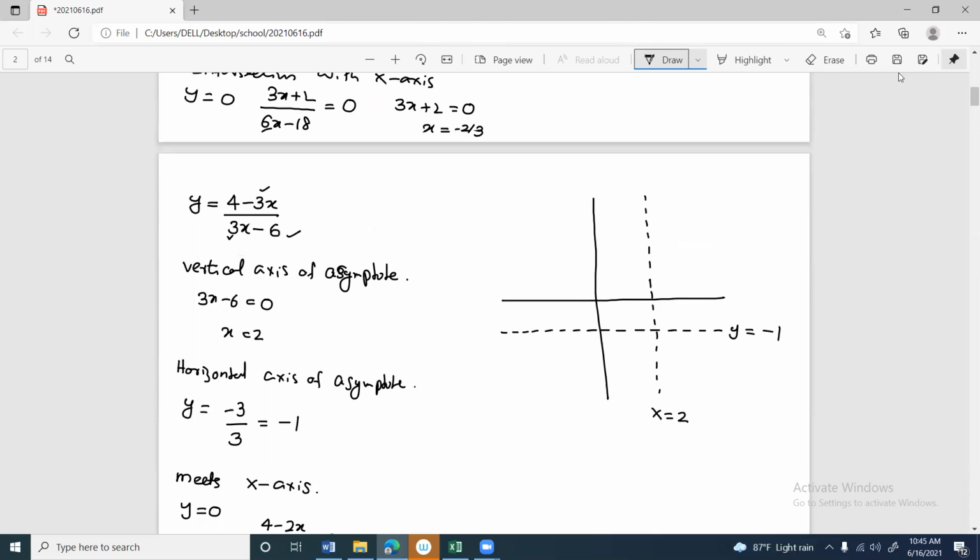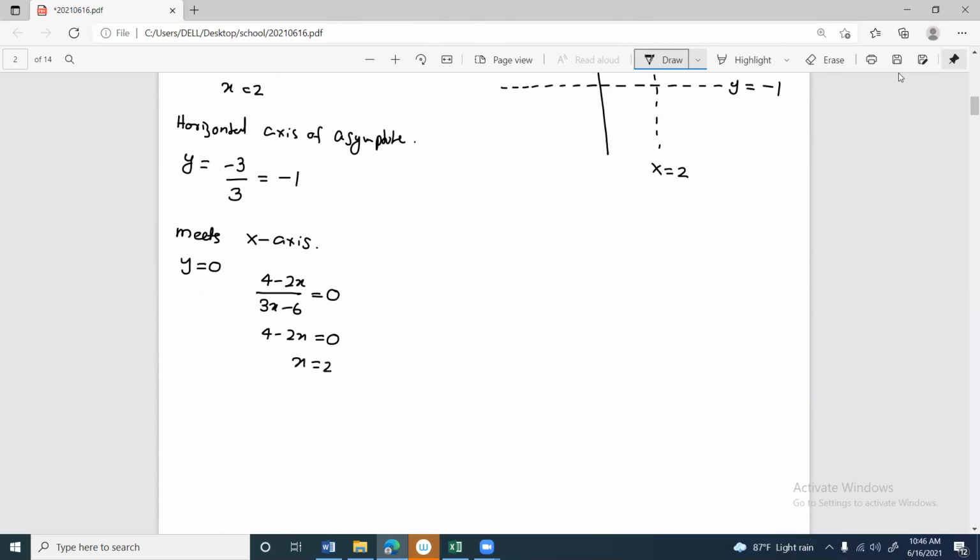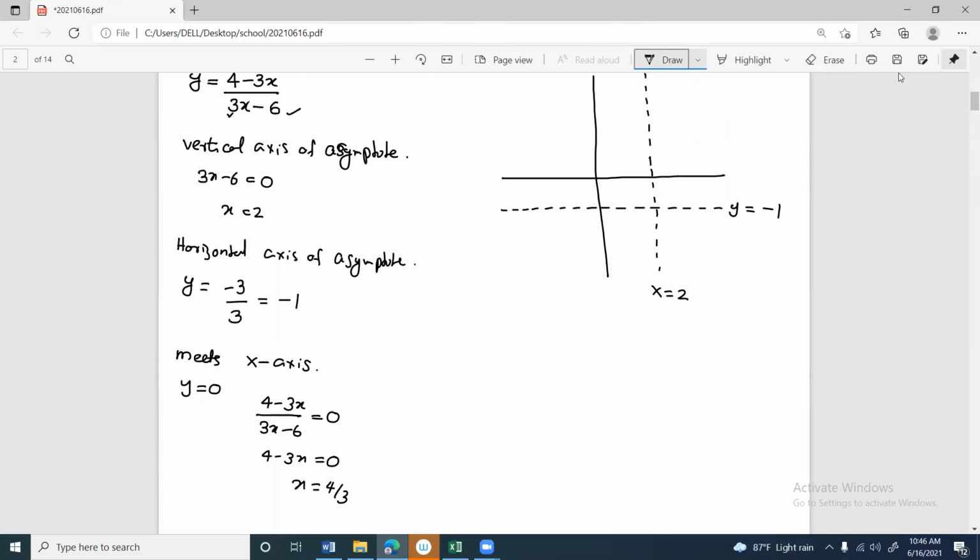So this is 4 minus 3x. This has to be 0, so x equals 4 over 3. So x equals 4 over 3 means somewhere here. It's less than 2, 4 over 3 is somewhere here.